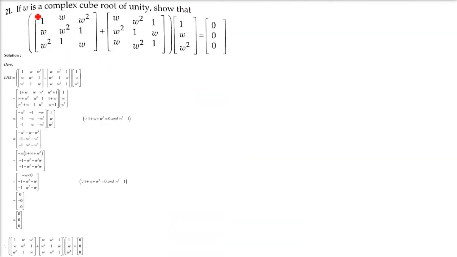Next one is, if omega is complex cube root of unity, show that. So before I go ahead, let me give you an idea here that these cube root of unity have certain relationships. 1 plus omega square is equal to 0 and omega cube is equal to 1. There are two ways to solve this. Both ways you can do it.